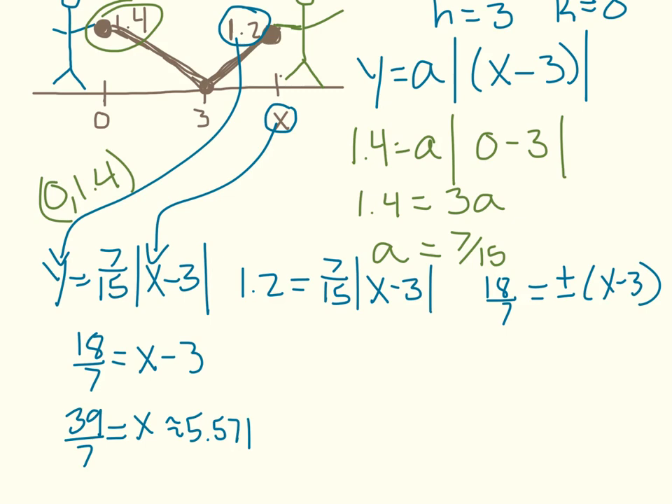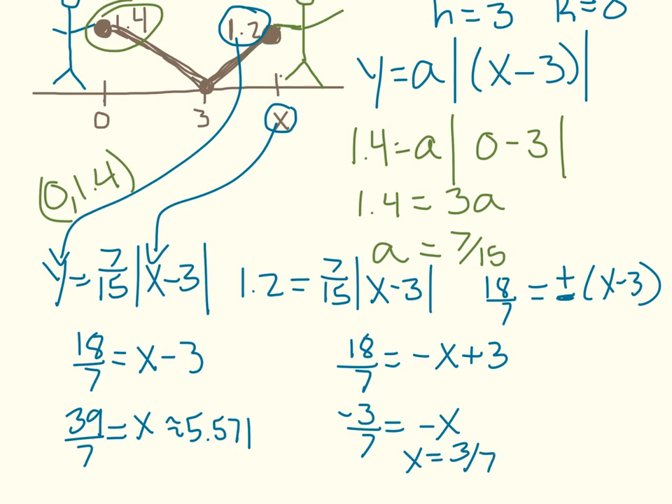But I also have to solve 18 over 7 equals negative x plus 3, right? Because I have to do the negative of both of them. So if I subtract 3 from 18 over 7, I get negative 3 over 7 equals negative x. So therefore x is positive 3 over 7, which is the same thing as 0.429.